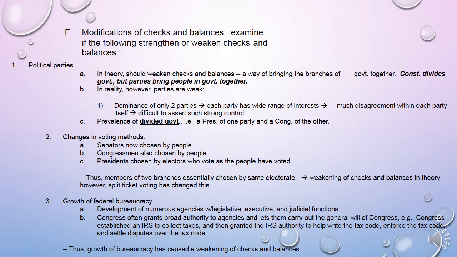So it led to the prevalence of divided government. For example, a president of one party and a Congress of the other, which we essentially have right now. Not completely, but close enough.